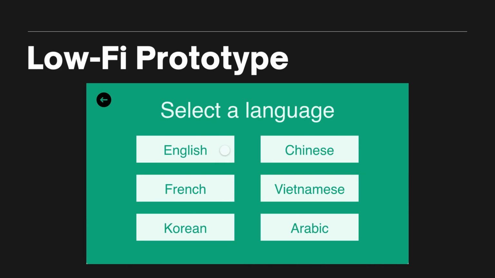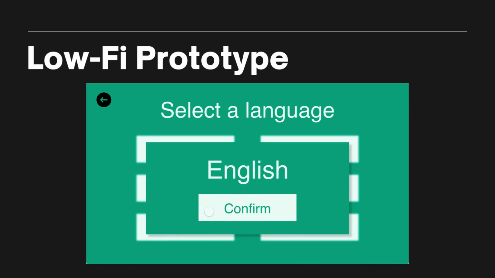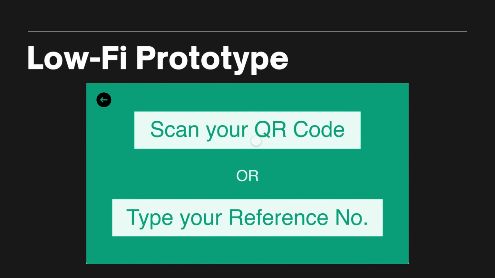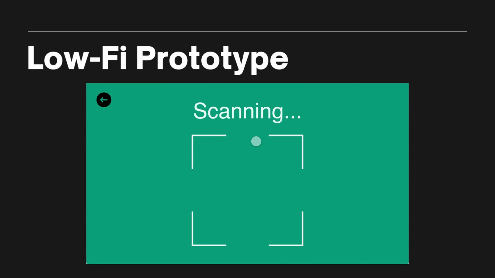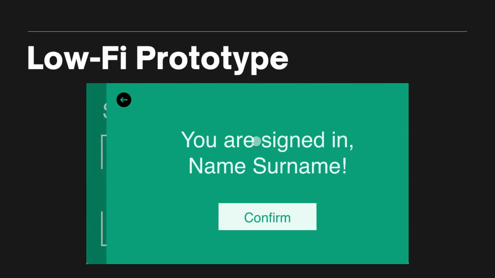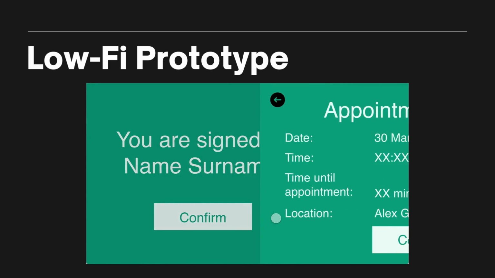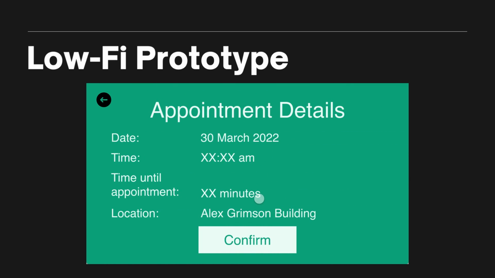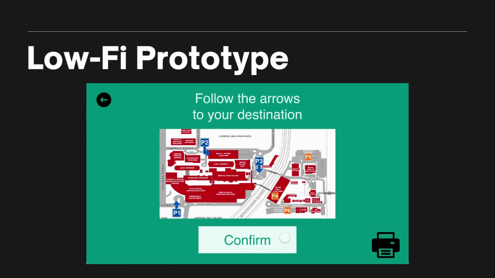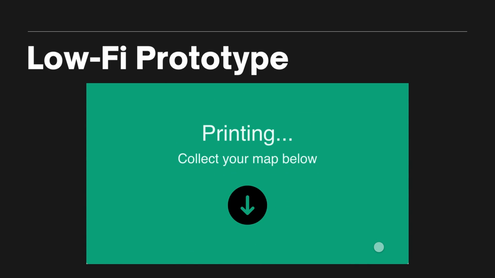So firstly, users will select the language they wish to use, then check and confirm. Then they'd select the QR code option and allow the device to scan their code. A confirmation page will appear to ensure it is about to show the right user the right details, and then users will be given the option to review and print the directions to their appointment.